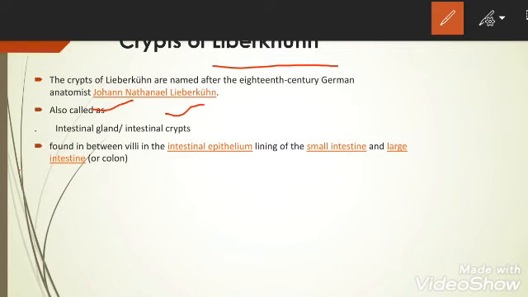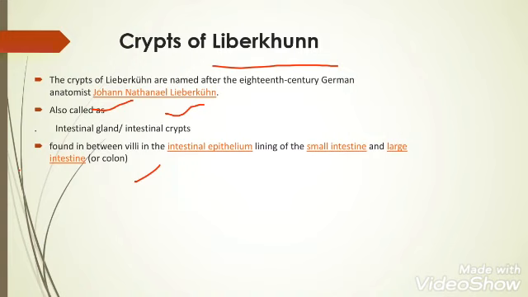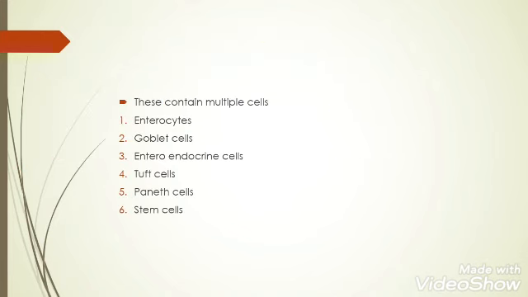Okay, apart from that, as I have told you, these are also found in the villi of the intestinal epithelial lining of the small intestine and large intestine, the colon. I'll further tell you the differentiation of crypts found in the small intestine and in the large intestine. The basic thing I have told you is that crypts of Lieberkühn contain multiple cells: enterocytes, goblet cells, enteroendocrine cells, tuft cells, Paneth cells, and stem cells.